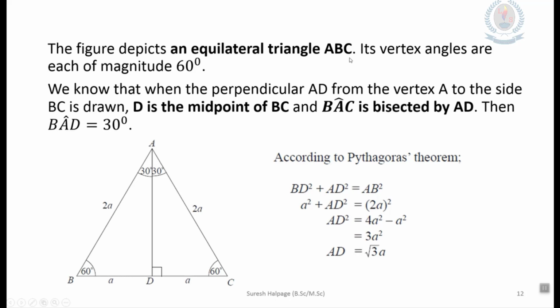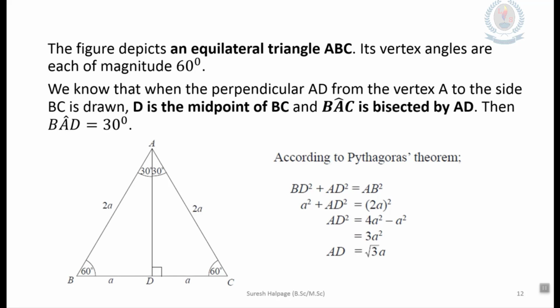So an equilateral triangle ABC, its vertex angles are each of magnitude 60 degrees. Draw a perpendicular bisector. So then D is the midpoint of BC and angle BAC is bisected by AD. So then 30 degrees and 30 degrees.